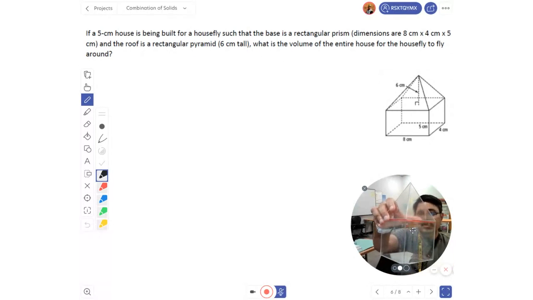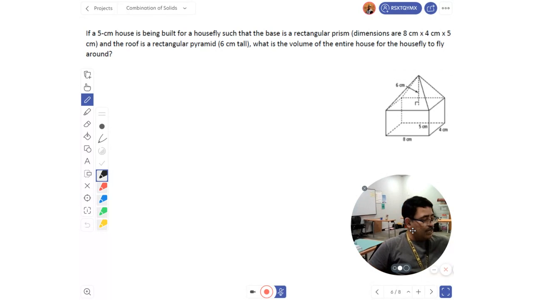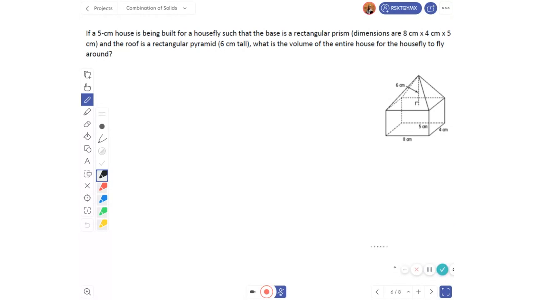Okay, right? So you have to decompose, you have to separate them, simple. Then find the volume of each, then add them, you get the answer. That's it. So now let's go to the question. So how to compute this one? The upper part is representing a pyramid, and the lower part is representing a prism.